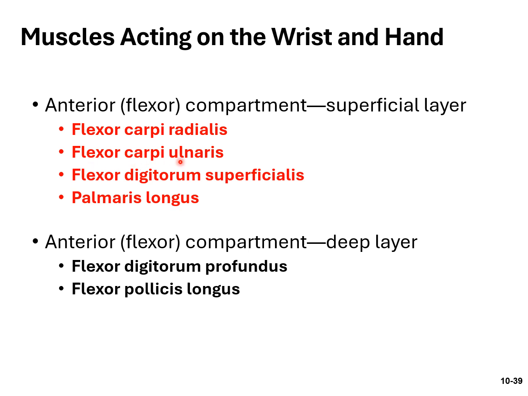Flexor carpi ulnaris is also going to be on the front, going to the carpal bone, and starts on the ulna bone. So it's pinky side. And then you have the palmaris longus, which we'll show you on the next slide.